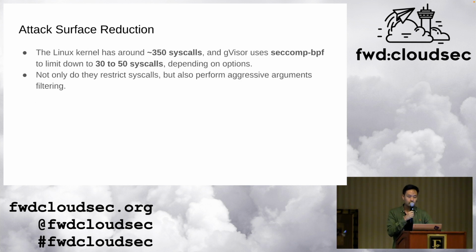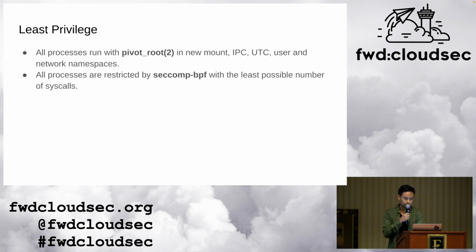The second principle is the principle of attack surface reduction. As of today, the Linux kernel has around 350 syscalls, out of which gVisor only uses 30 to 50 syscalls, depending on the options. And not only does it limit syscalls, it also performs aggressive arguments filtering. As you probably know, syscalls such as ioctl, setsockopt, getsockopt accept lots of commands and options, and there have been a lot of vulnerabilities in these. In gVisor, only commands and options that are actually used are enabled.